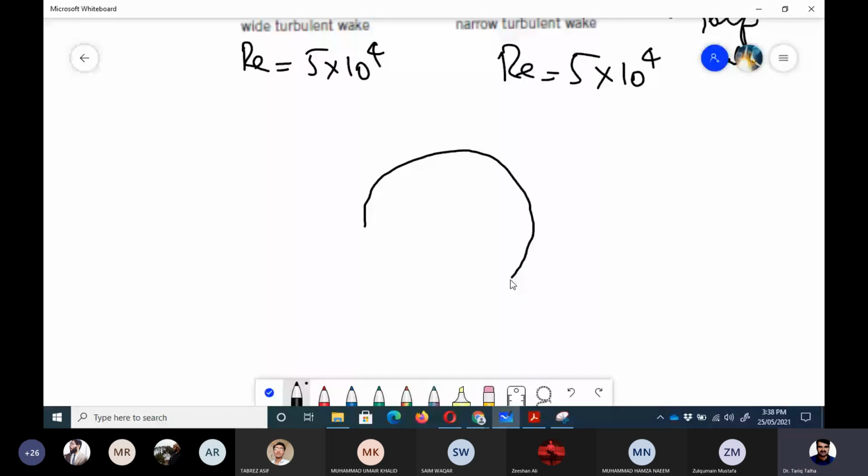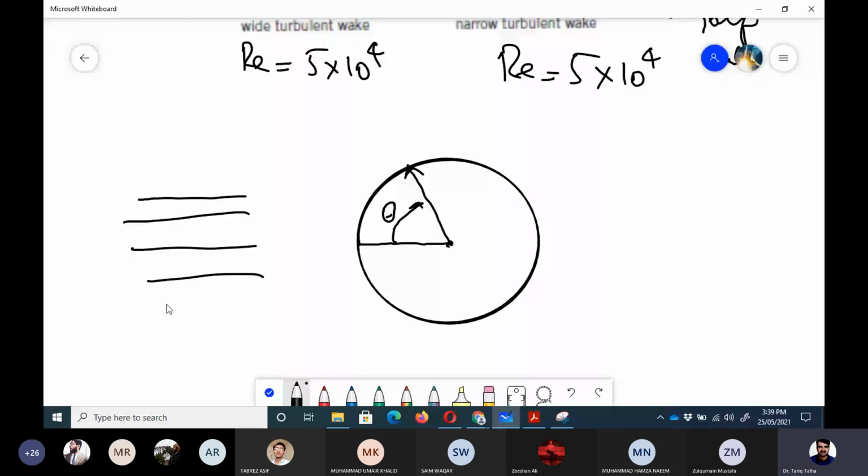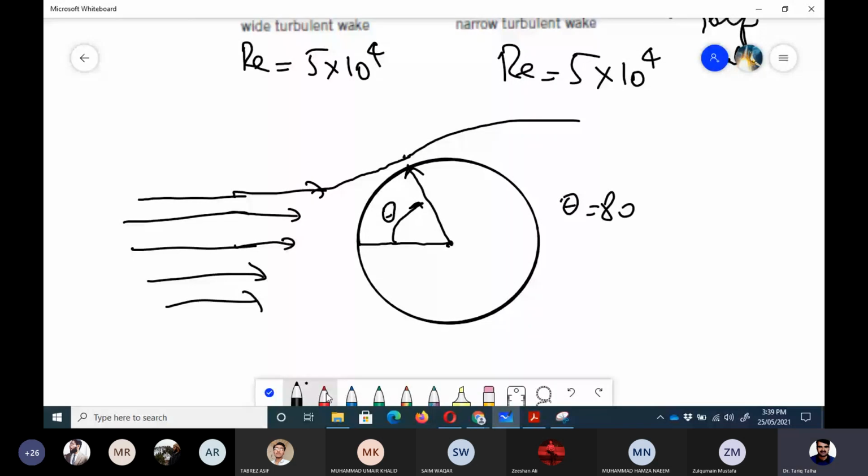Okay, so this is a cylinder, so that is good. So this was the center. If we measure the angle from here in the clockwise direction, we call it theta. Usually when the flow comes here, if the boundary layer is laminar on the surface of the cylinder, then the flow would separate at theta equal to 80 degrees. At this location, this is the flow separation point.